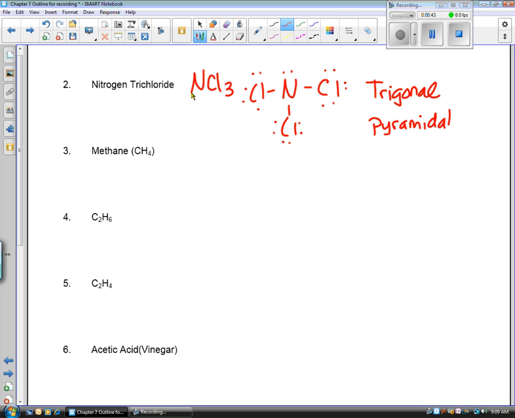And this is polar because it's lopsided. It has more electrons on the bottom than on the top. So it's polar. We're going to go over that in a minute, but that would be polar. Right, now pause it. See if you can get some of these on your own.